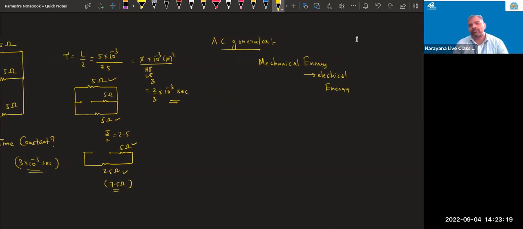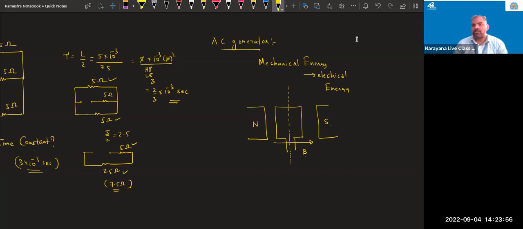So for example, if you see the description, there is one flat north pole, there is one flat south pole, and in between them there is a uniform magnetic field, B Tesla. Within the two poles, one rectangular coil is placed like this. This rectangular coil is placed on the rotor. Rotor in the sense, freely it can rotate about this axis of rotation.